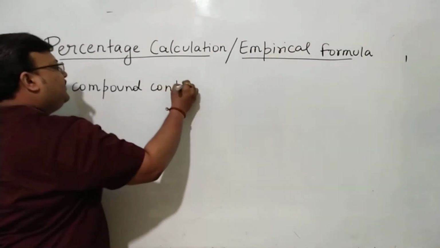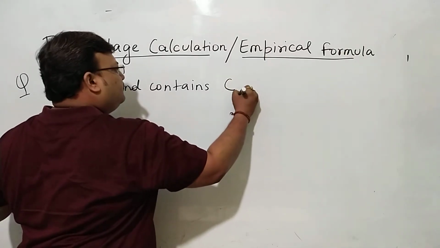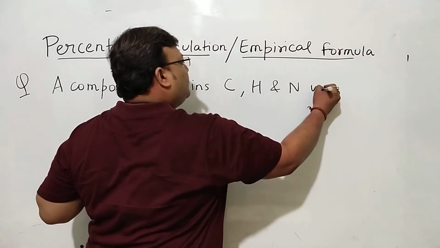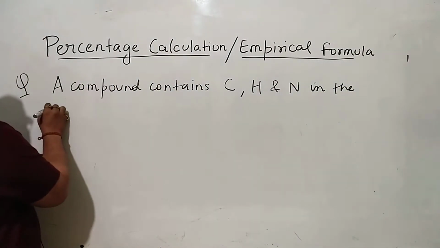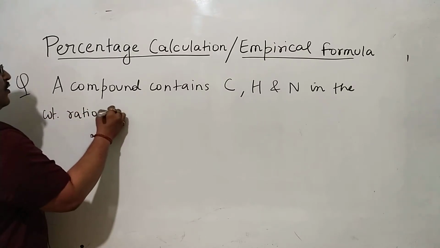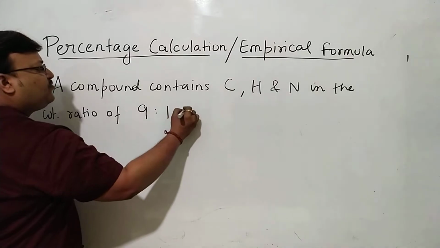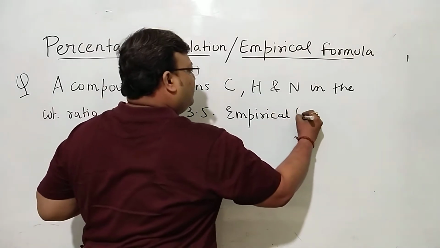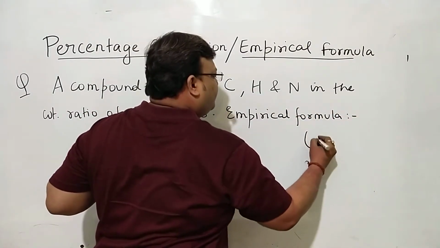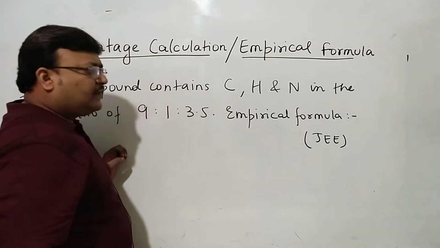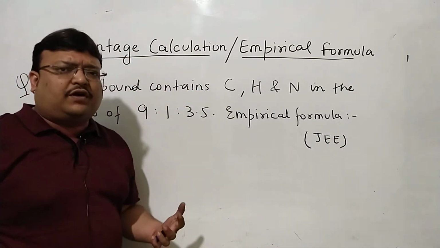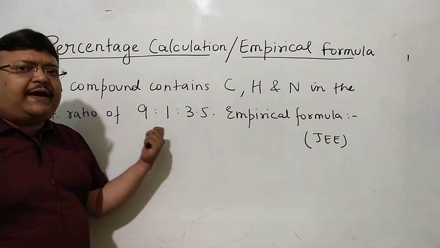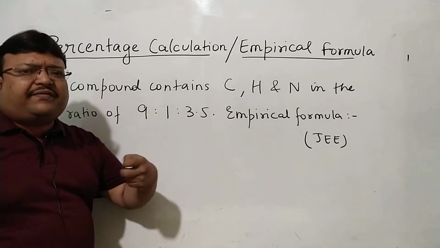I can read, there is a compound containing carbon, hydrogen and nitrogen in the weight ratio of 9:1:3.5. Empirical formula is, trust me, this is a real JEE level question. But you know, it's like one of the simplest questions of the real JEE exam. The weight ratio would be the same as the corresponding percentage ratio.